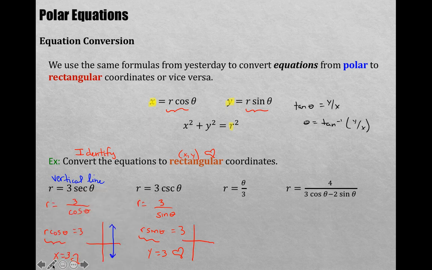But y is constantly 3 is just my old friend, a horizontal line at 3. Who would have known that r equals 3, the radius is equal to 3 divided by sine of an angle, or 3 cosine of that angle? A horizontal line at a height of 3, a vertical line at the x-coordinate 3.